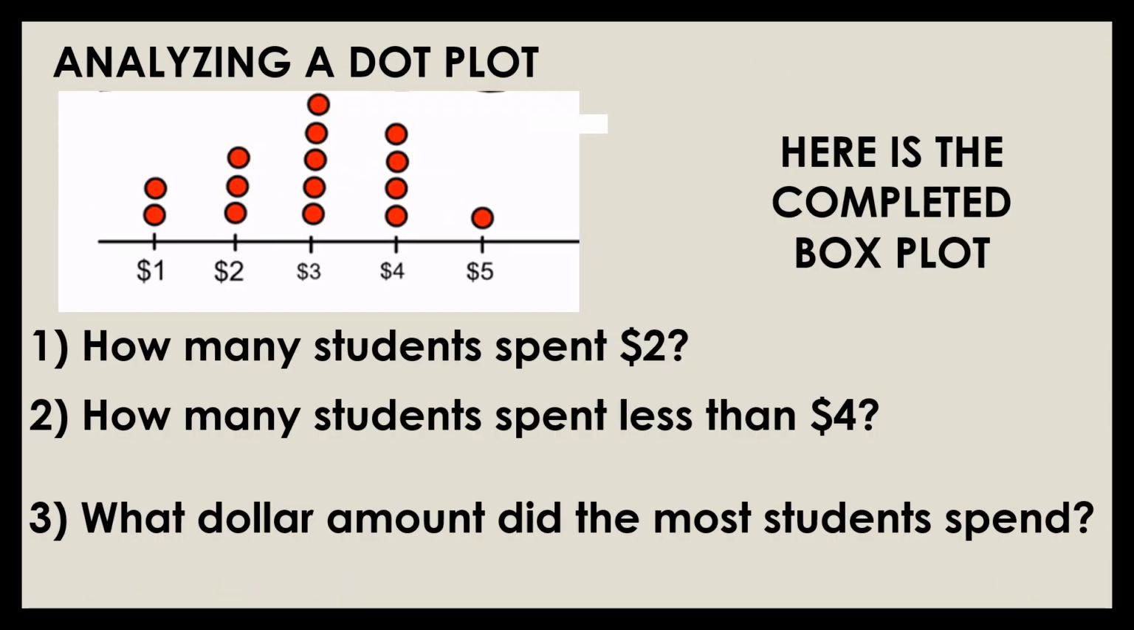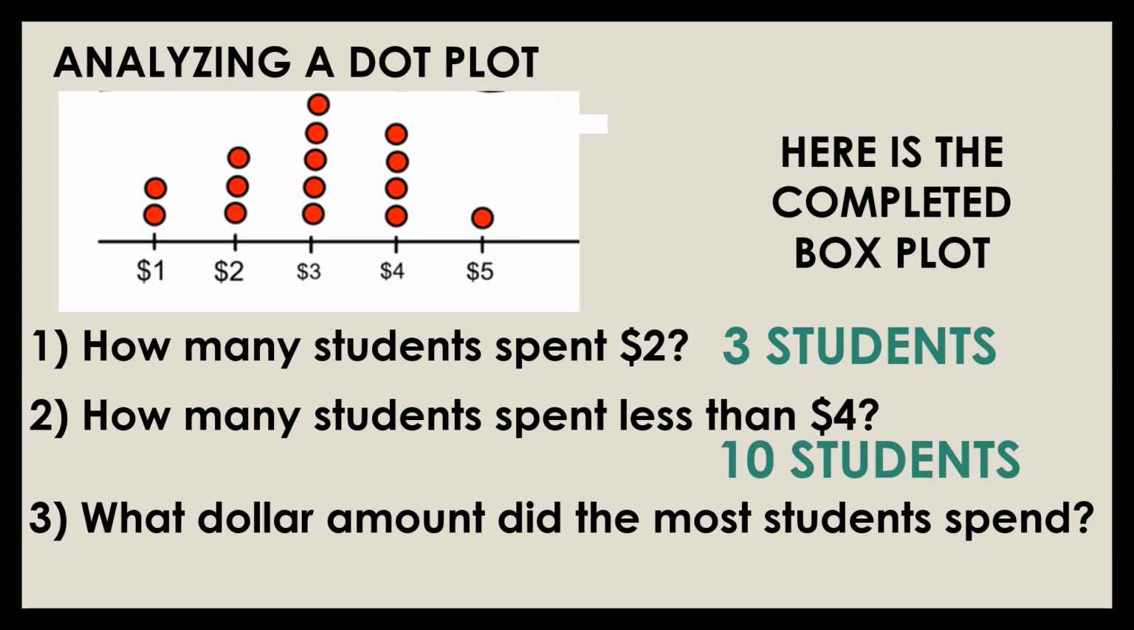Here's another one. We're analyzing a dot plot. It's already made for us. How many students spent $2? That should be 3 students. How many students spent less than $4? We need to count all the dots for the values of $1, $2, and $3. There should be 10. What dollar amount did the most students spend? So the value that has the most dots is $3. So more students spent $3 than any other dollar amount.